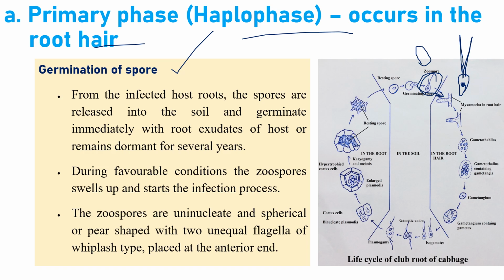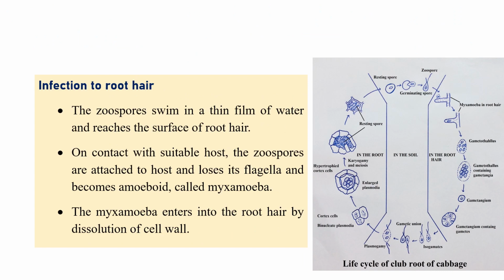One is short and one is long. It sheds the flagella and starts to enter into the root region. Once it sheds the flagella and enters the root region, that zoospore is known as a myxoamoeba. So the flagella becomes amoeboid. The terminology used when it enters the root region is myxoamoeba.